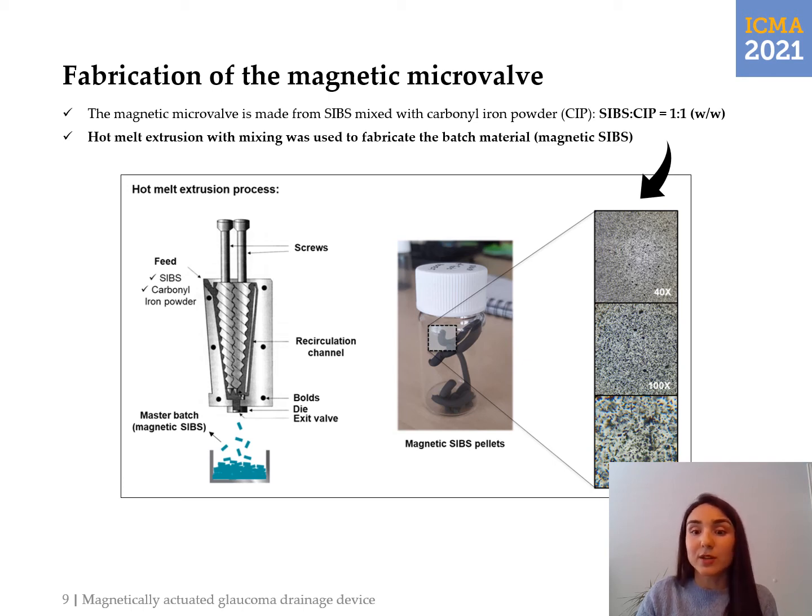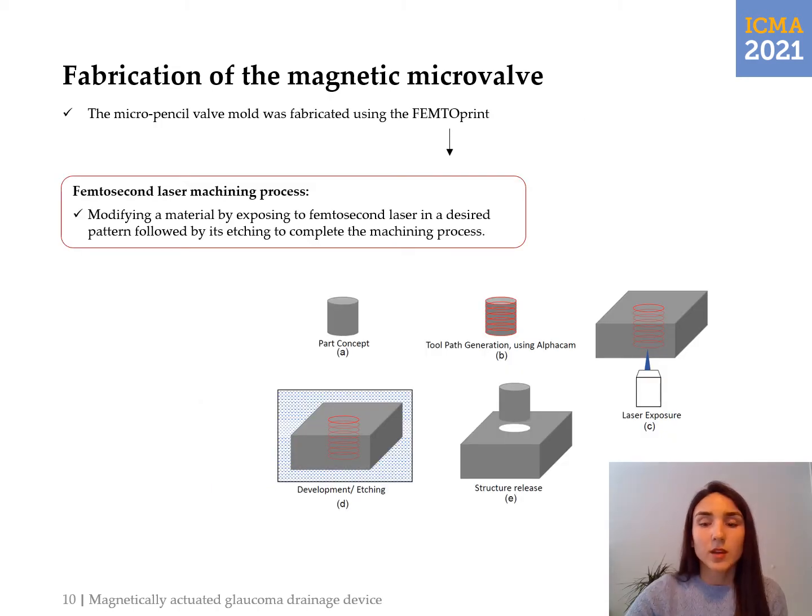For the fabrication of the micropencil valve mold, we used FEMTOprint, a femtosecond laser machining process, which involves modifying a material, typically fused silica glass, by exposing it to a femtosecond laser in a design pattern, followed by its etching with a strong etchant such as KOH, potassium hydroxide, to complete the machining process.